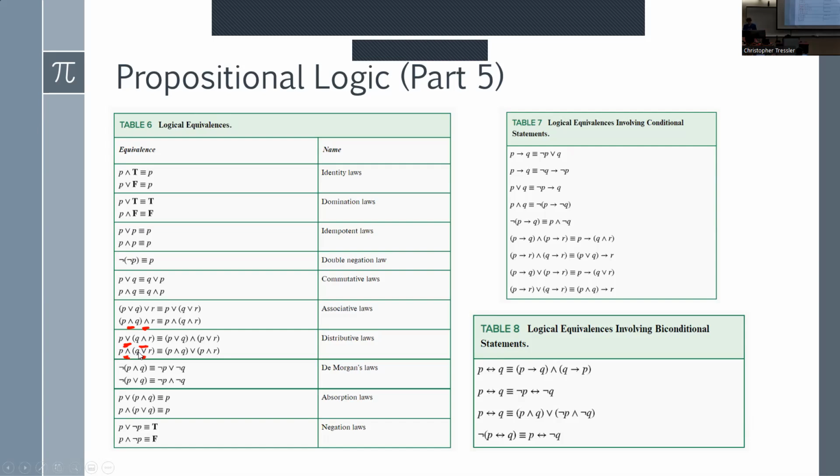Then we have absorption laws. So if we look at these, we have P or P and Q is going to be the same as just P, because think about it, right? If P is false, right?